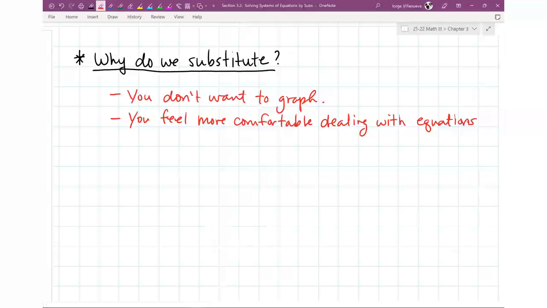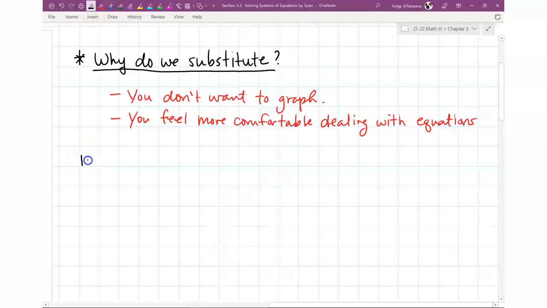So why do we substitute? There's a lot of people that don't like to graph, so they prefer another way. And also, they like doing the algebraic part of the math, right? The adding and subtracting. So the two things. Now, when you substitute, you replace pieces in another equation.